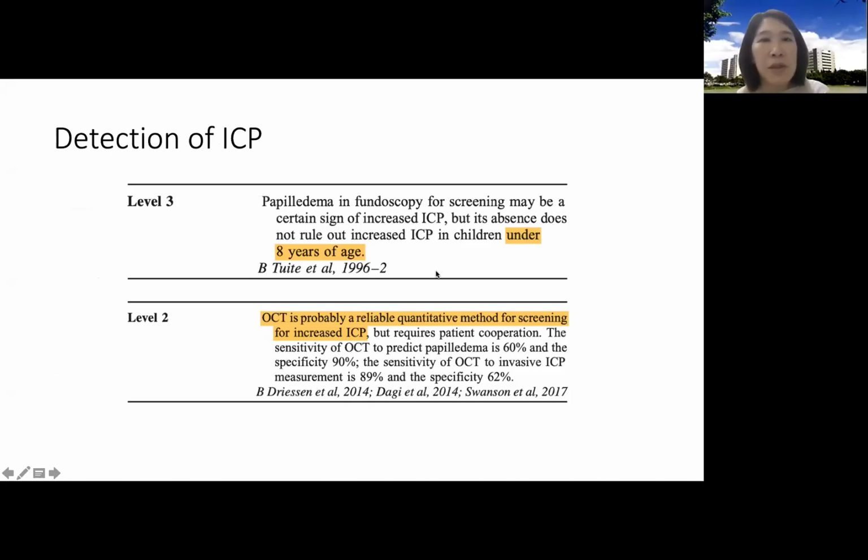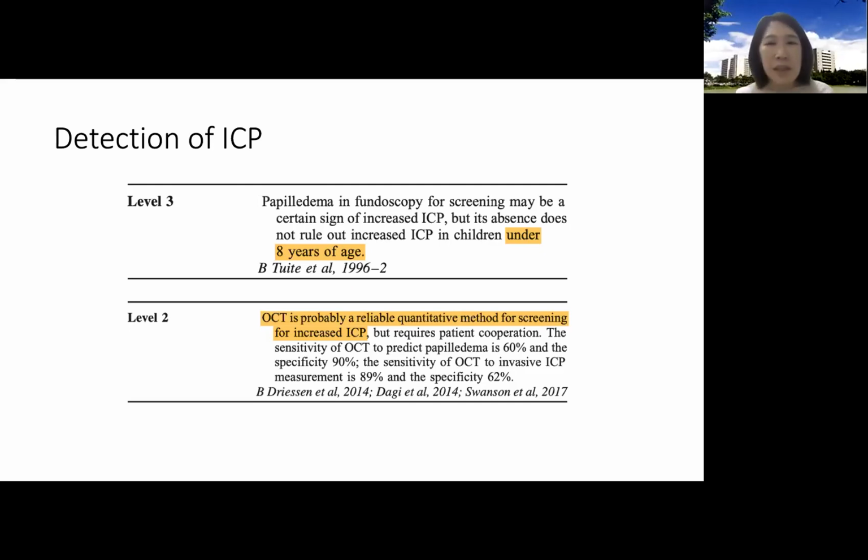I just want to talk about the fundoscopy, because if you do the fundoscopy, its absence does not really rule out increased intracranial pressure in children under 8 years of age. So if the patient is younger than 8 years of age and you don't see papilledema, it doesn't mean that he didn't have increased intracranial pressure.